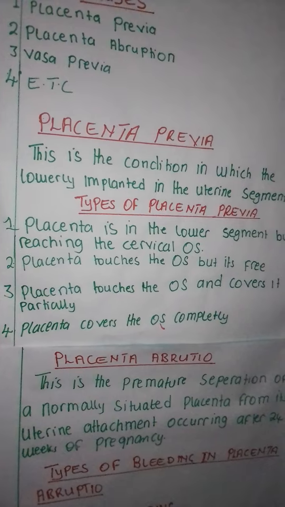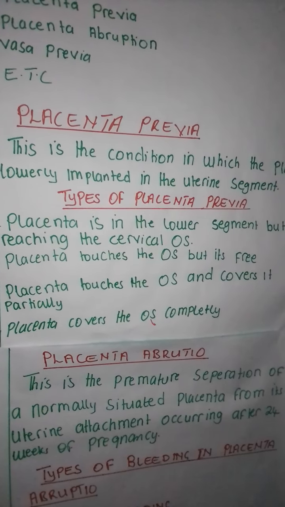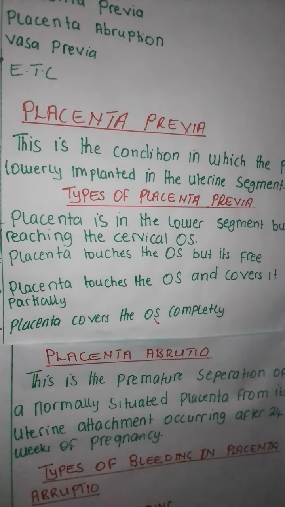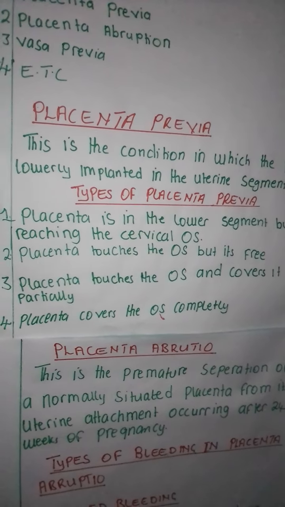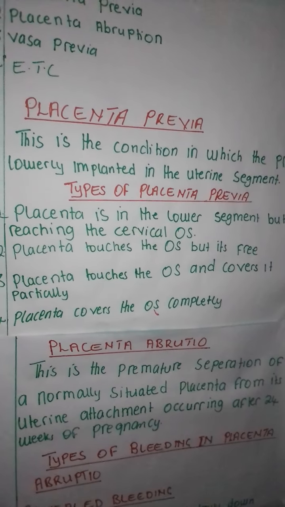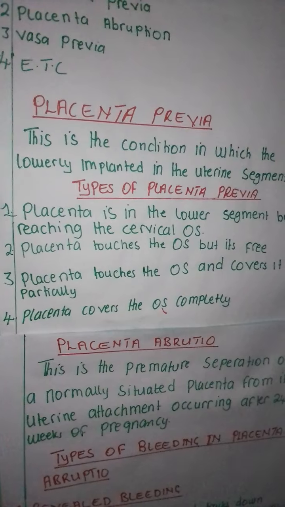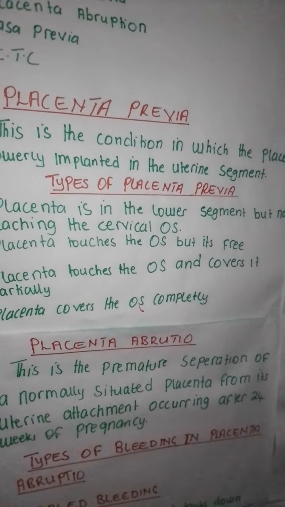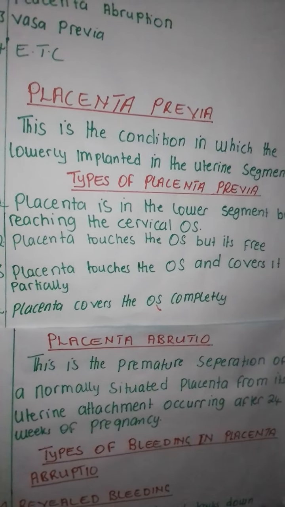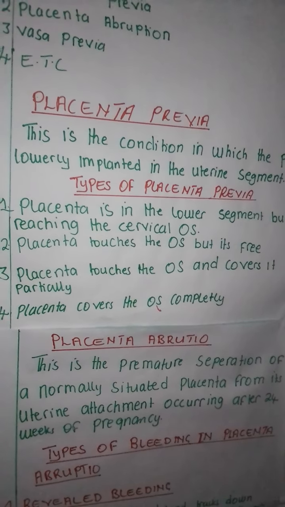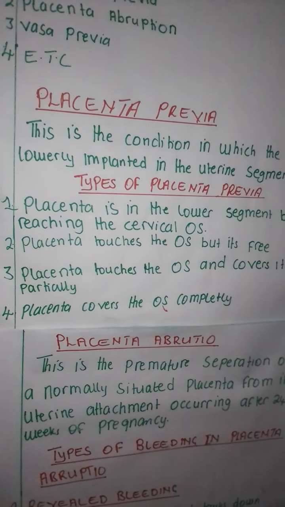The first one is where the placenta is in the lower segment but not reaching the cervical os. The second one is the placenta touches the cervical os but it's free. Number three, the placenta touches the os and covers it partially. Number four, the placenta covers the os completely. So that is placenta previa.